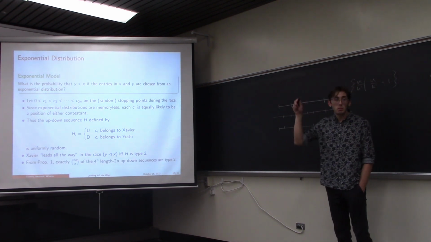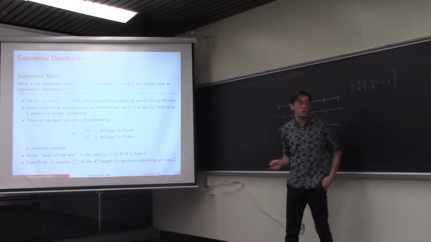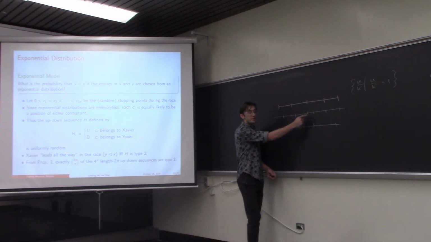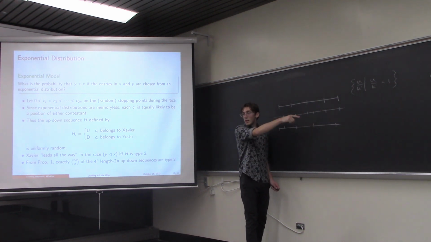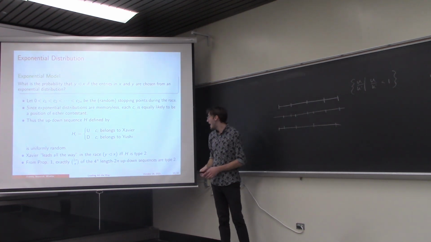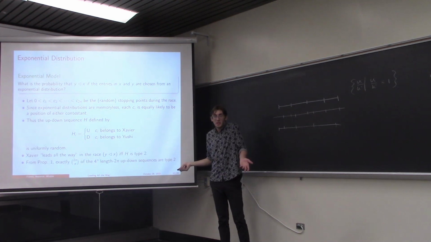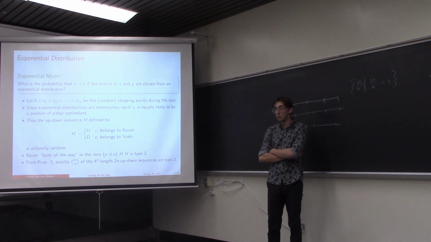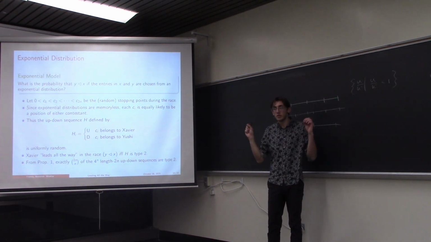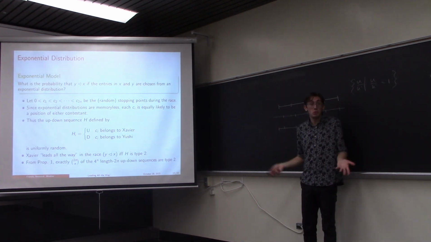But from that earlier proposition, we know that exactly 2n choose n of the 4 to the n length 2n up-down sequences are type 2. So there are 4 to the n ways that I can pick an up-down sequence here. For each of the 2n positions, there are 2 choices. And I know that there are only 2n choose n that are type 2. So my probability, again, is 2n choose n over 4 to the n, which is wild. It's the same as the uniform case.